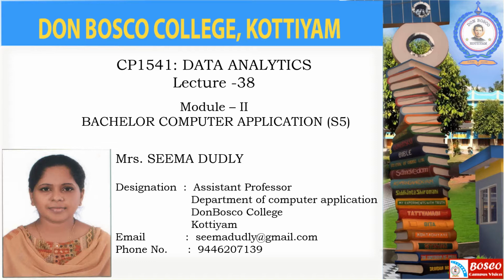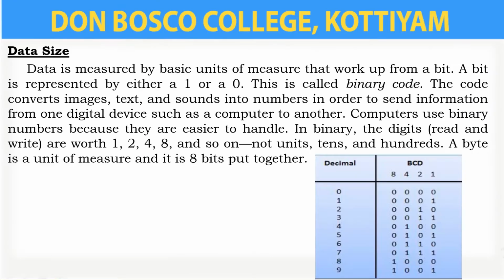In this video, we will discuss the data units used to measure big data. The smallest unit of measurement used for measuring data is a bit. A bit is represented by either a 1 or a 0. The 1 represents the on state or true, and 0 represents the off state or false. This is called a binary code, and this code can be letters, numbers, or symbols.